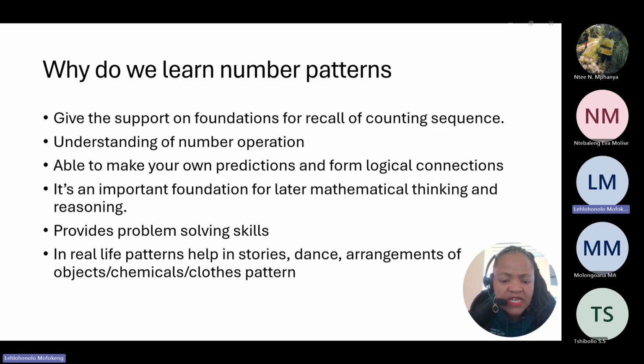In real life situations, number patterns help you understand stories. Some of you may like to dance, and number patterns will help you with the skill of dancing because you will dance using a certain pattern. Number patterns can also help with the arrangement of objects, such as chemicals or clothes patterns. When you want to draw flowers, for example, you'll know that if for one child I drew 2 flowers, then for the next dress I will draw 4 flowers. That is how number patterns are important in real life, and that is the reason why we must learn them.